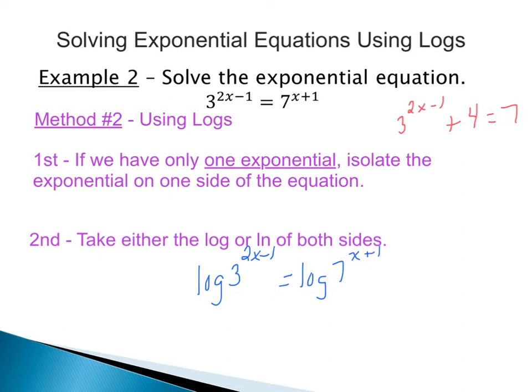The second note is just that typically, to make our lives a little bit easier, if we had an e involved in either side or on both sides, we would want to take the natural log of both sides. Okay, so when solving an exponential equation, if you have that natural base e, you would want to take the natural log of both sides because it'll save you a step later.